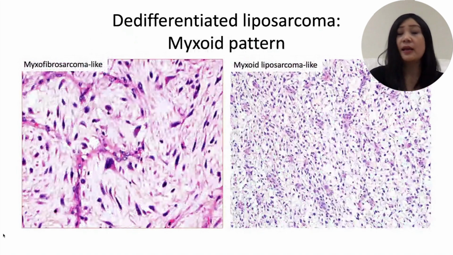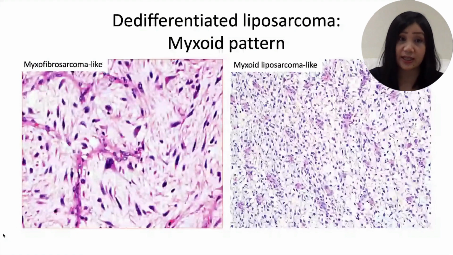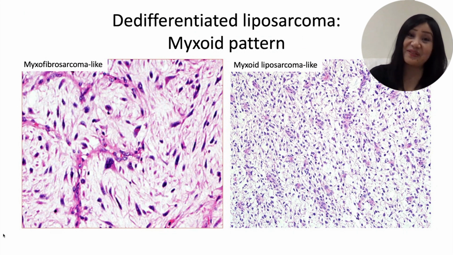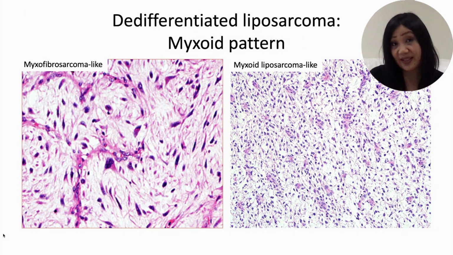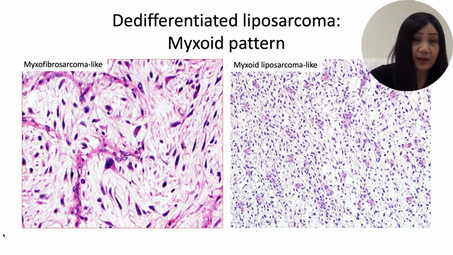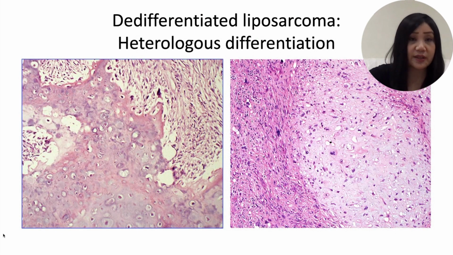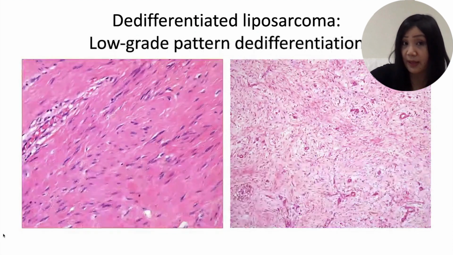It can have variable patterns. A relatively frequent pattern, particularly in the retroperitoneum, is this myxoid change. So a myxofibrosarcoma-like pattern with variably atypical cells in myxoid stroma, frequently with a curvilinear pattern of large vessels, looking like myxofibrosarcoma. And then even more deceptive is when there is myxoid change, but the cells are quite bland and there can be a prominent vascular network of small vessels, and dedifferentiated liposarcoma can resemble myxoid liposarcoma. It can also show various heterologous differentiation to osteoid, chondroid, smooth or skeletal muscle.